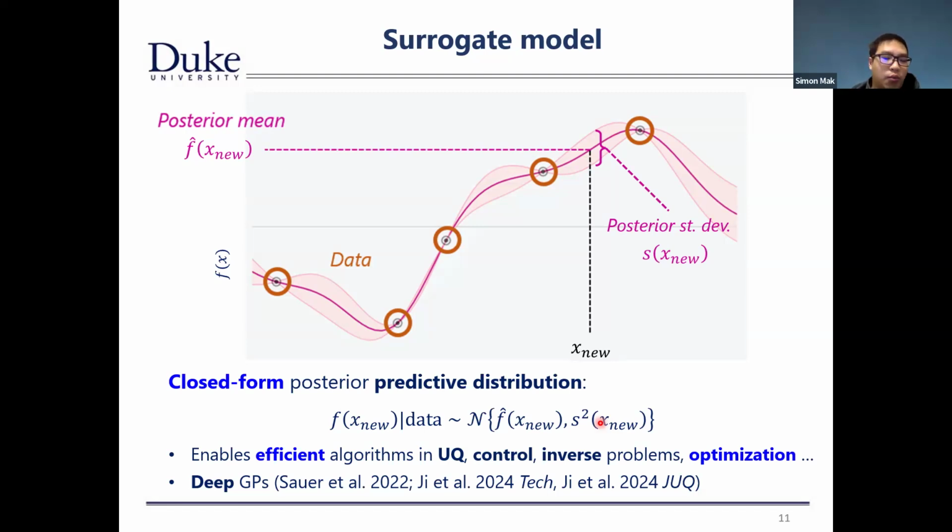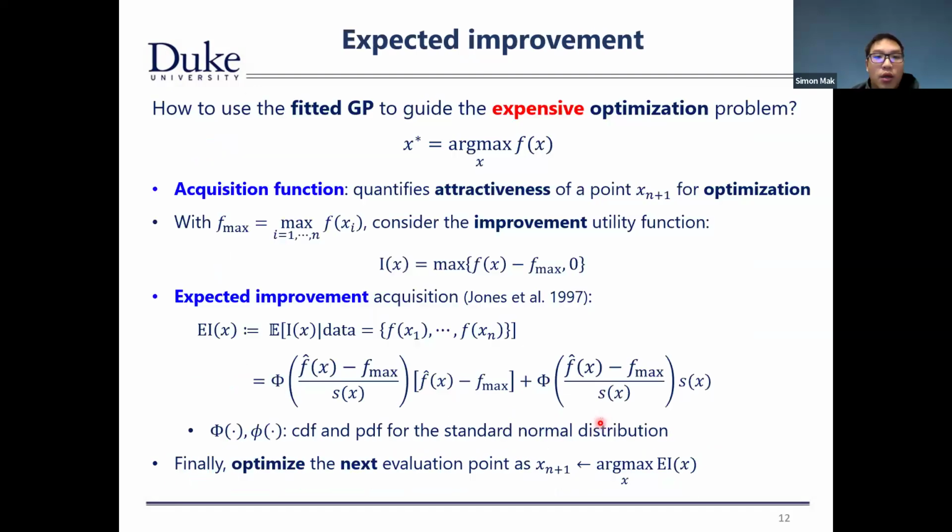Okay. And there's been much work recently on extending this to more deep Gaussian processes. So we've done a little bit of work on that as well. Okay, so with this fitted surrogate in mind, how do we use this to tackle the optimization problem, right? Let's say in this case, I'm trying to maximize f of x, where f is really expensive. So what we're going to have to do is define an acquisition function that quantifies how attractive a new point, let's say x_{n+1}, is for optimization. And so one way of defining this is to use this so-called improvement utility function. So I'm going to break this down part by part here.